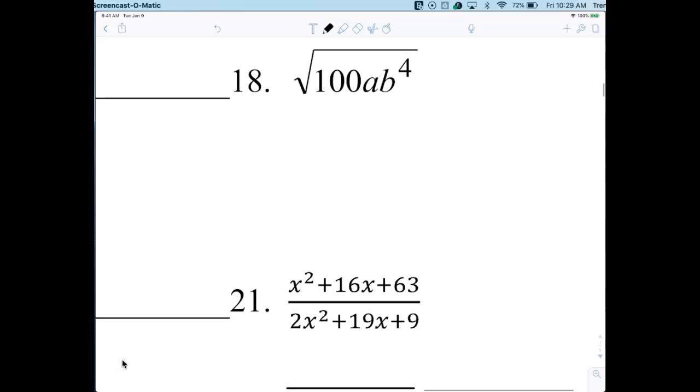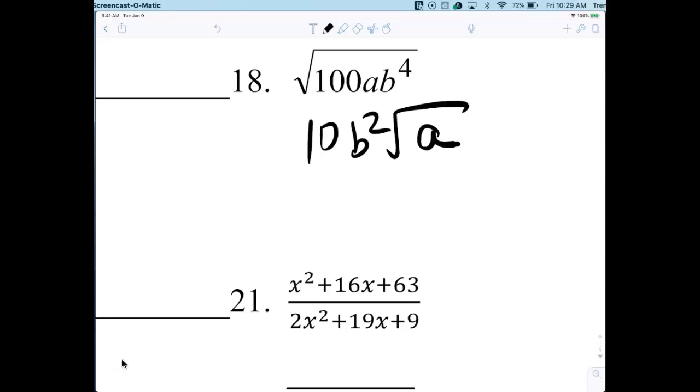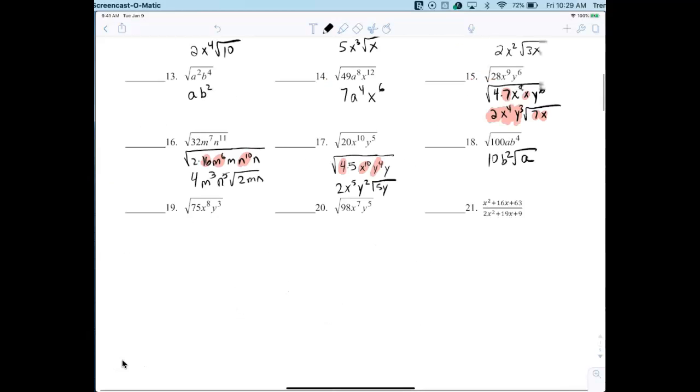Next, 18. Is 100 a perfect square? Yes. This one's really easy. 10 what? Someone tell me the answer. Not even close. Wow. Nice. Very nice. 10b squared radical a. The point being, can a be made a perfect square? That stays behind. 100 is a perfect square. b to the 4th is a perfect square. That's it. Simple. All right, here we go.